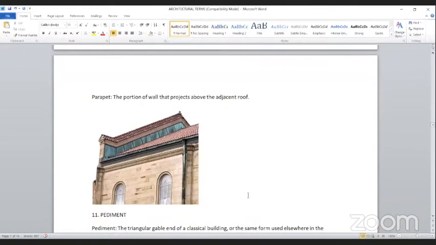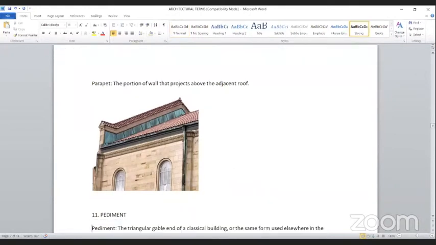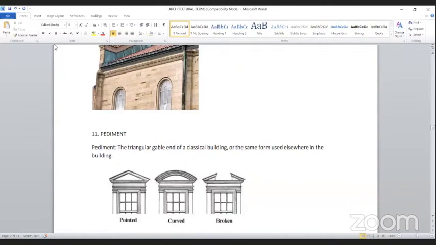Yes. Okay, I'm going to need confirmation for these ones because sometimes the wording of the definition may not always be clear. So, pediment. Again, this is something we have discussed, not in detail though. Pediment is the triangular gable end of a classical building or the same form used elsewhere in the building. Okay, what does that mean?